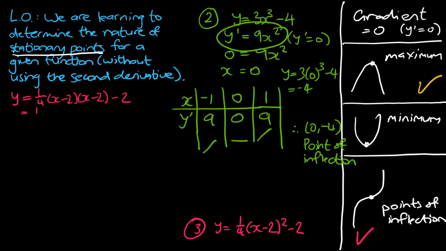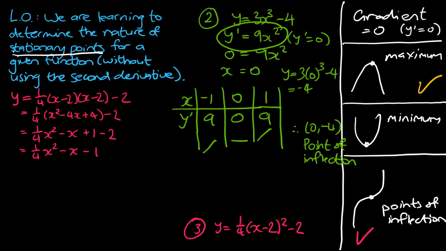We're then going to expand our double bracket. So that's going to be 1/4 of (x squared minus 4x plus 4). And then we're going to subtract 2. We're going to expand that. That's going to be 1/4 of x squared, minus x, then add 1, and again, minus 2. And finally, we're going to simplify that. So that's going to be 1/4 of x squared minus x minus 1. That looks a bit easier.